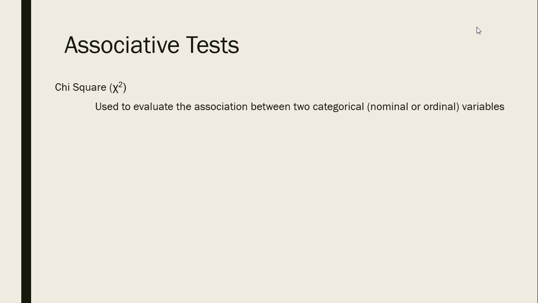So with a chi-square test, we can evaluate the association between 2 categorical variables. By categorical, that's encompassing nominal and ordinal together. So if I have a nominal with a nominal, or a nominal with an ordinal, or 2 ordinal variables together, and I want to look at how these are associated, basically what I'm looking at is, does group membership on one variable relate to group membership on the second variable?